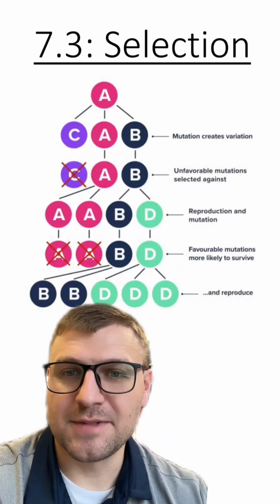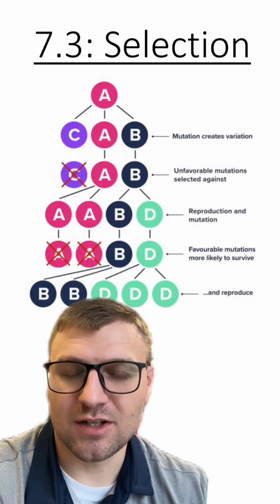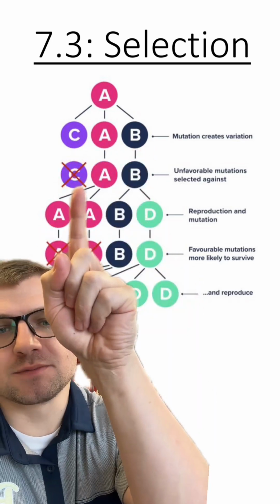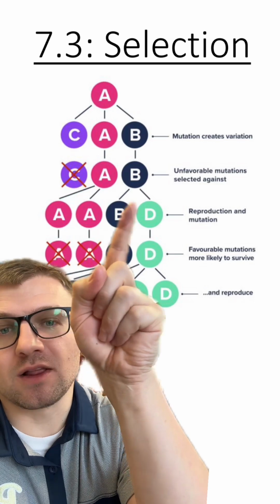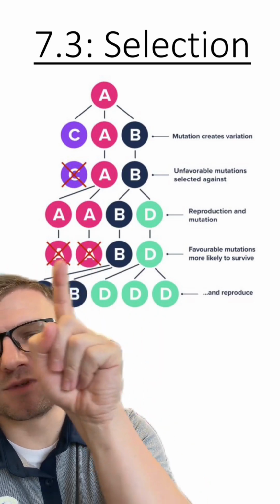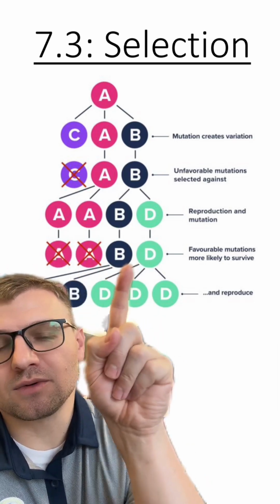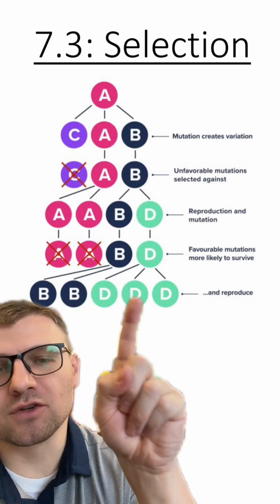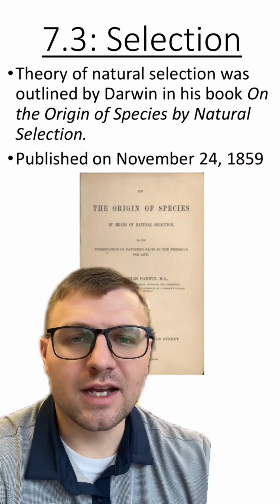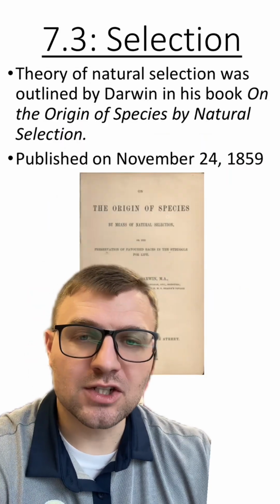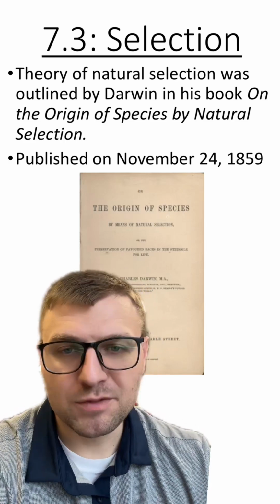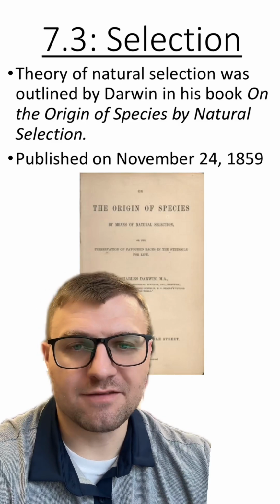I like these little diagrams that help students understand natural selection. Where we originally have variation in a population, some organisms are not going to survive and reproduce while others do. Again, we have variation. Some organisms don't survive while others do. And you can see after several generations, our species has changed. Darwin outlined his understanding of natural selection in a book called On the Origin of Species by Natural Selection, and it was published on November 24th, 1859.